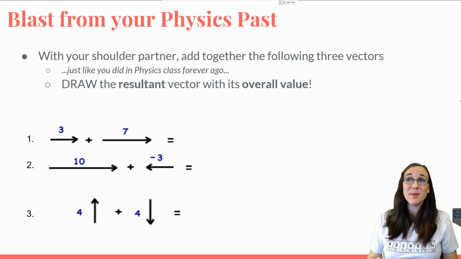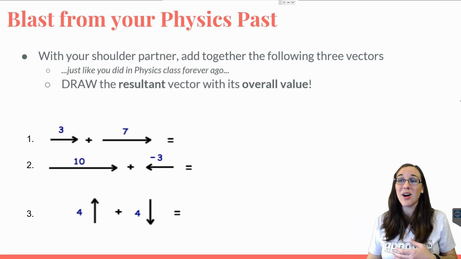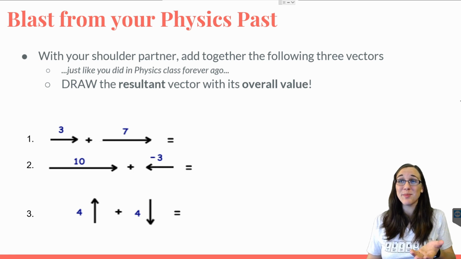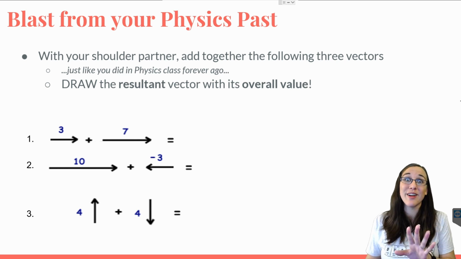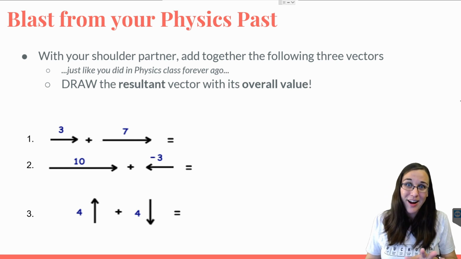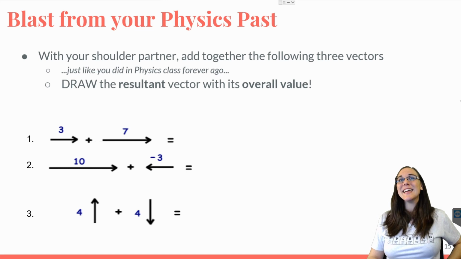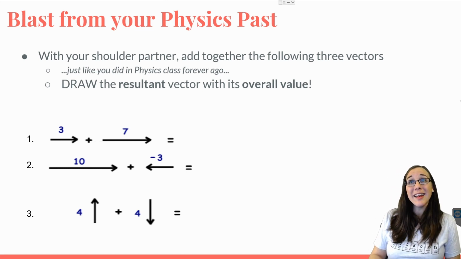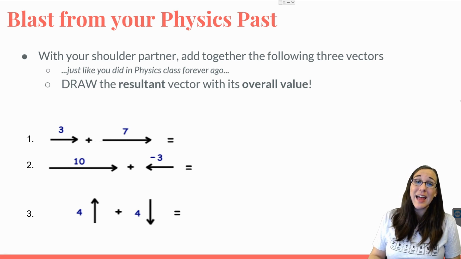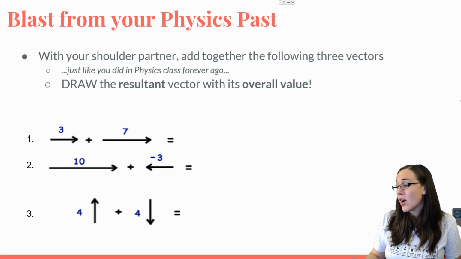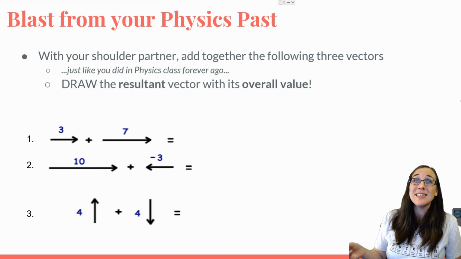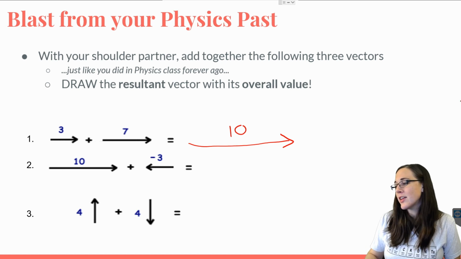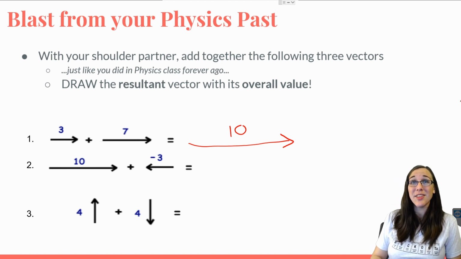So here's the blast from the past, your physics past. If we were going to draw a resultant arrow for the following addition or subtraction problems, I know physics is going to haunt you forever. You thought you were out of it now, right? Nope, it's still here. If we have two arrows pointing in the same direction and one has a value of 3 and the other has a value of 7, then our resultant vector or our resultant dipole would be that much larger and it would have a value of 10, because we're just adding those two together.